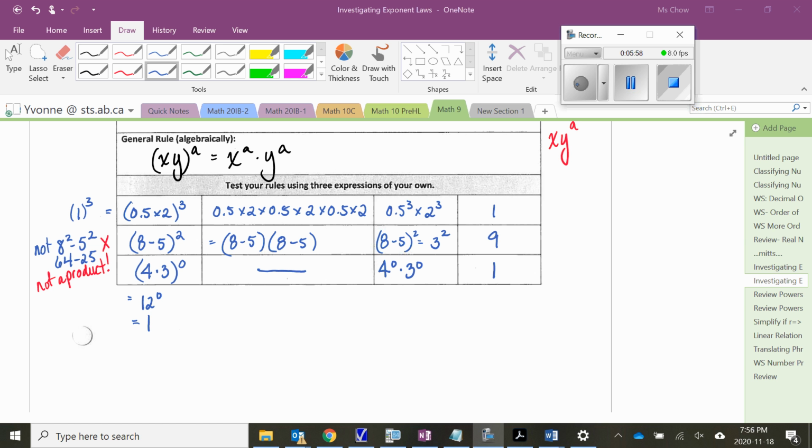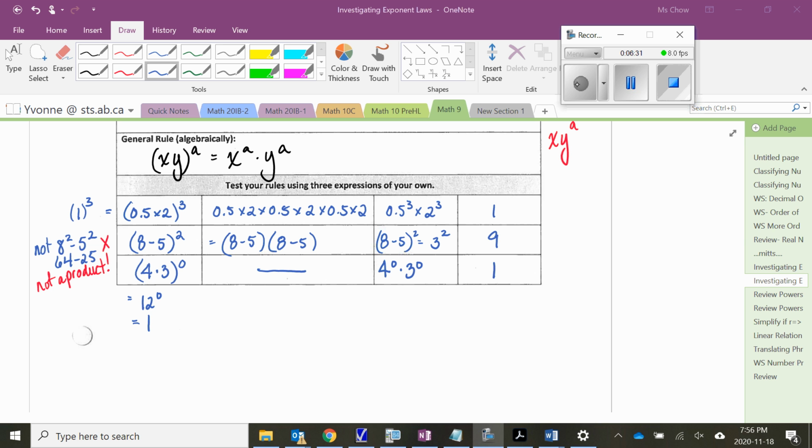If we take a look at subtraction, which it shouldn't work because that's not a product, 8 minus 5 squared is not 8 squared minus 5 squared. If I attempted to apply the rule, we would get 64 minus 25, and that is not what we know order of operations would tell us to do, which is 3 squared, also known as 9. So that's a quick confirmation, and it's very, very easy to check if you're not sure.